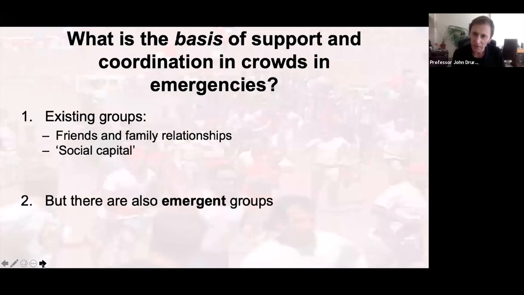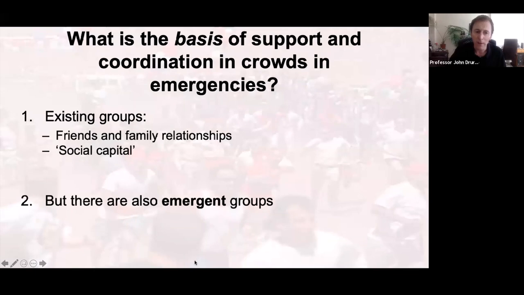But the other thing, and I think this is the one that I do most work on, and is also most relevant for you, is emergent groups. There are also emergent groups, which means groups which are new, which arise from the event. Which relates to the point I said at the beginning, that groups can change. You can change from one group into another group. You can see yourself as part of a new group, depending on the context.